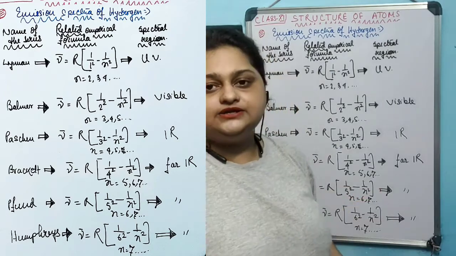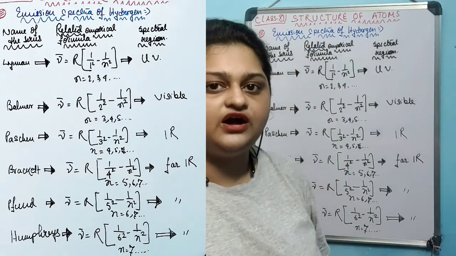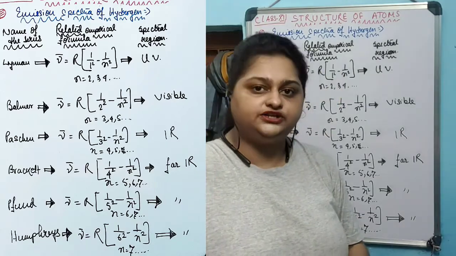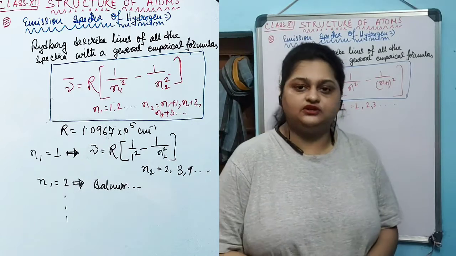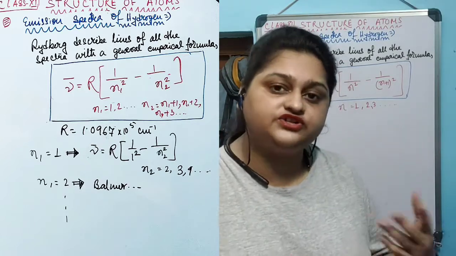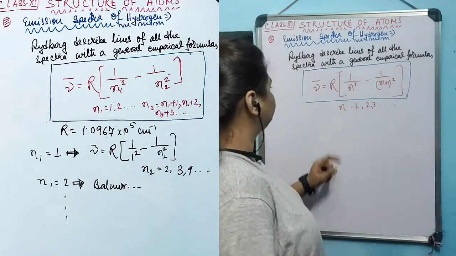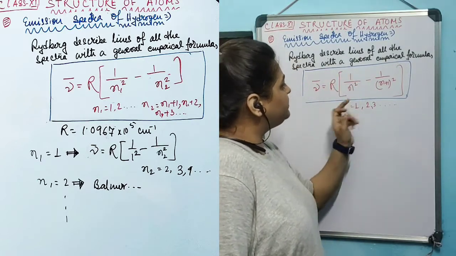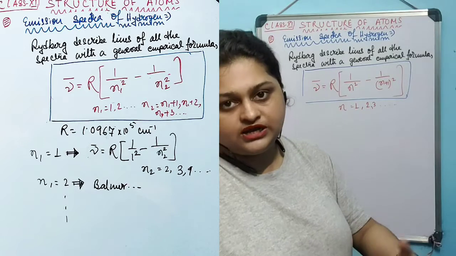Later on, a scientist known as Rydberg studied all these series cumulatively and gave a combined formula to explain these emission spectra of hydrogen. Rydberg observed all the series of spectral lines in the emission spectra of hydrogen and gave a generalized equation to describe the lines of all the spectra. The equation says that the wave number nu bar equals R times (1 by n square minus 1 by (n plus 1) whole square), where n is 1, 2, 3 and so on, integer values.